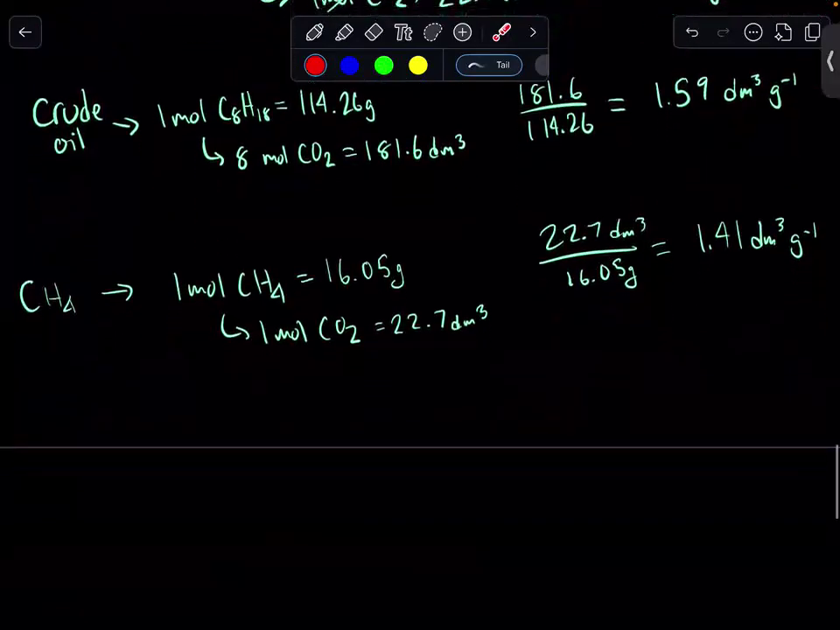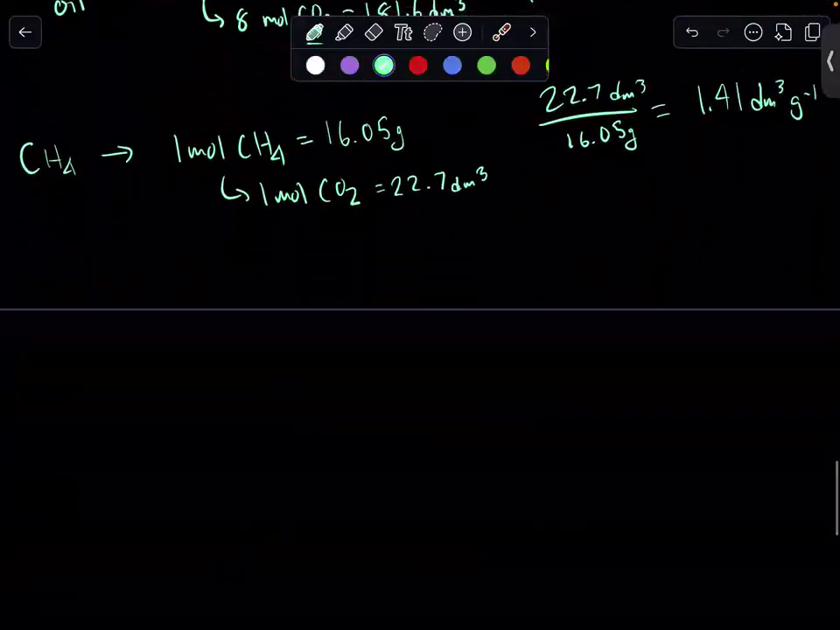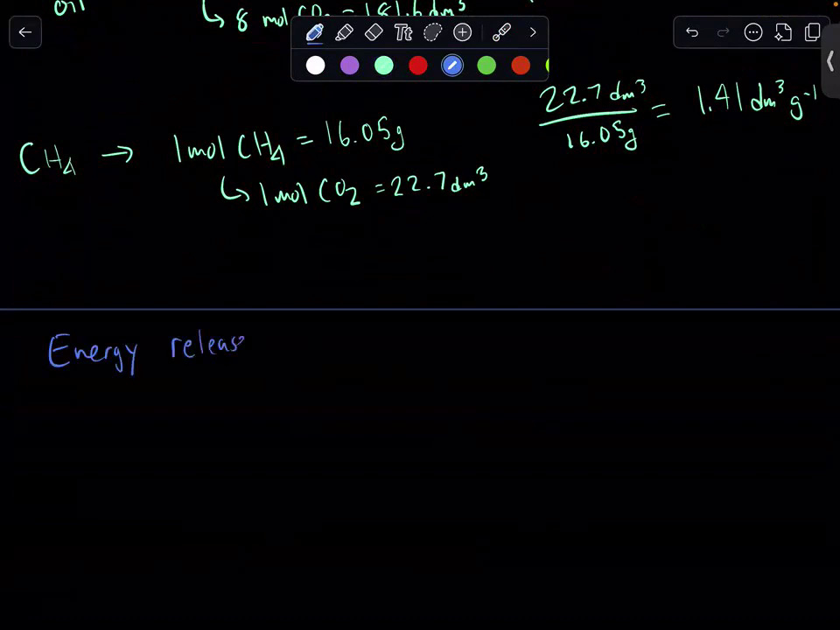The last metric that I want to look at before we finish this talk on fossil fuels is the energy released per unit mass. So this is the energy per mass of fuel burned. With this, we can just do another simple calculation.